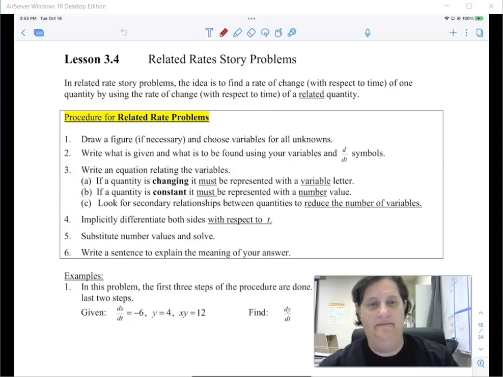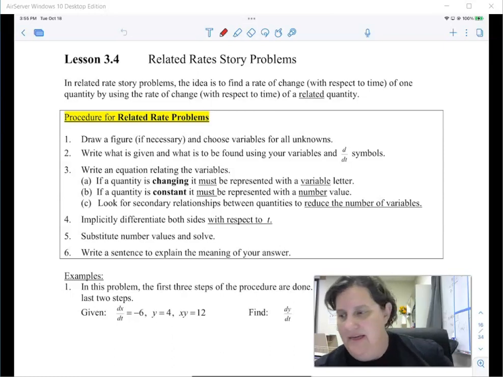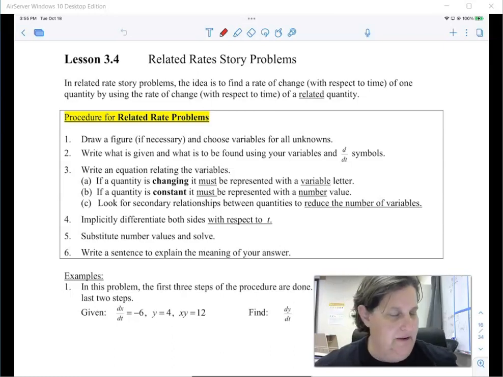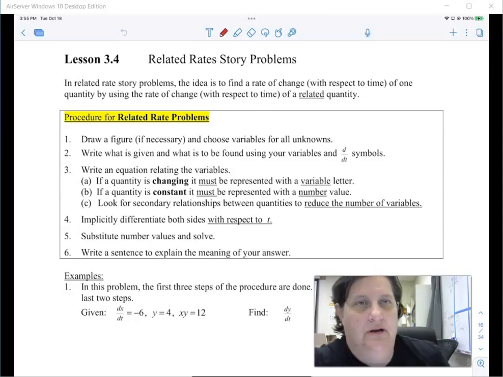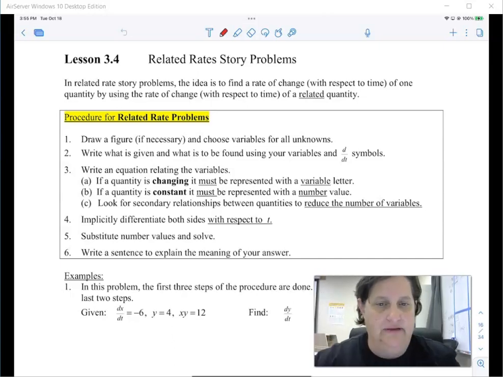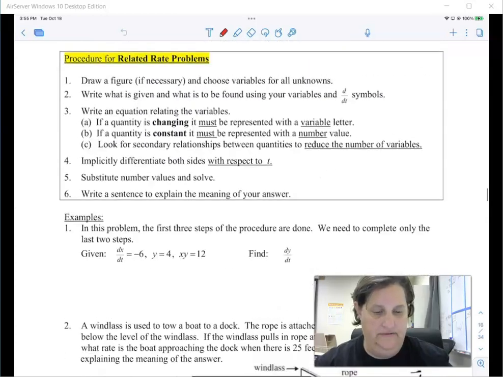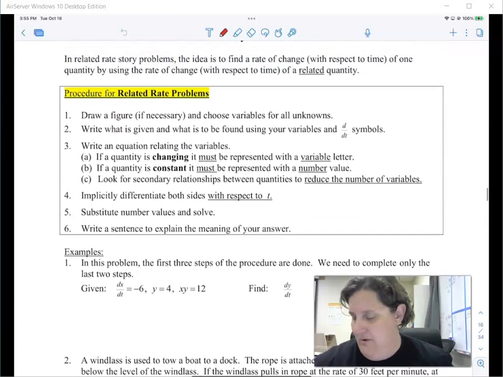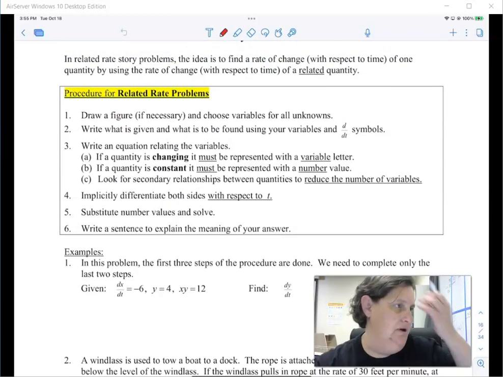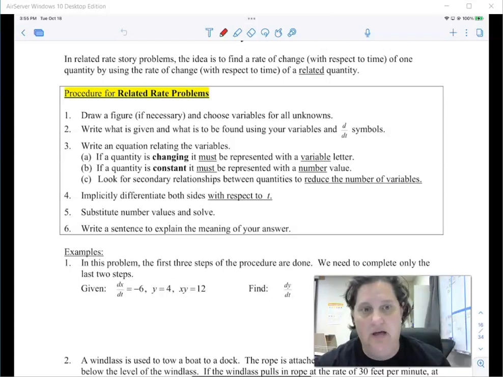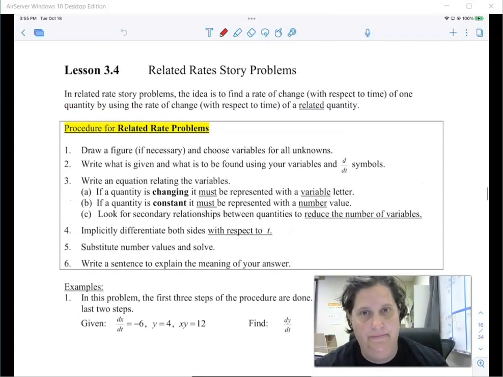Alrighty guys, let's get ready for lesson 3.4, related rates. Now, this is, I feel like, the first time we're really getting into some actual AP style questions, like when we get down to some of these story problems and stuff. Related rates is a really big concept. On the AP test, there's a lot of different things that they can ask about that, okay?